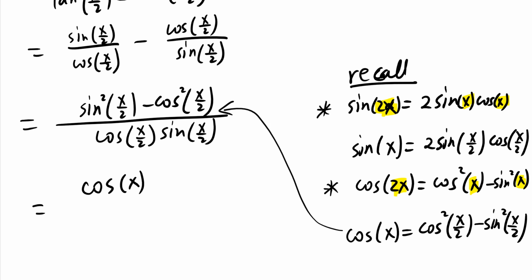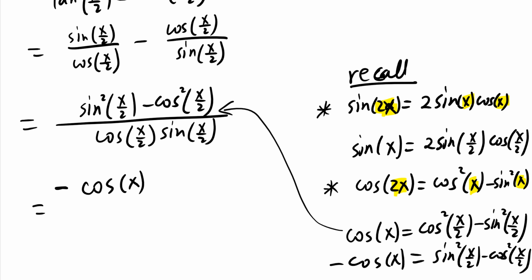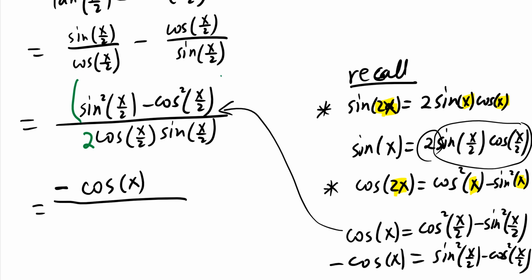Oh, no, it doesn't match. It's the opposite actually. So it's a negative. So if you multiply this by negative both sides, that will make it sine square x over 2 minus cosine square x over 2. So there's a negative. And then what about the denominator? Denominator matches this. There's a 2 missing. So what you can do, because there's a 2 missing, you can multiply here by 2 and the top by 2 to balance the fraction.